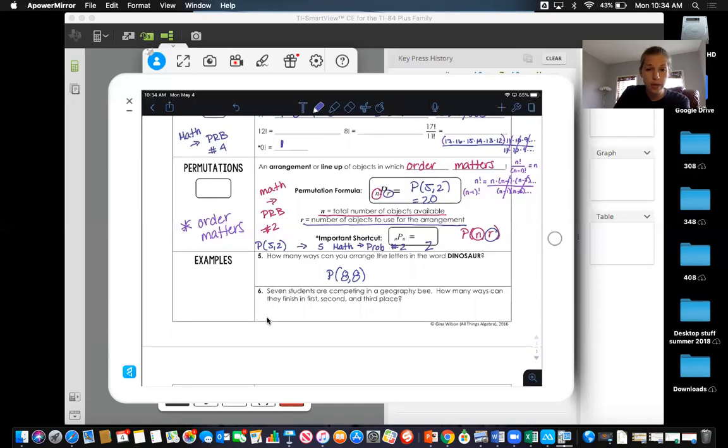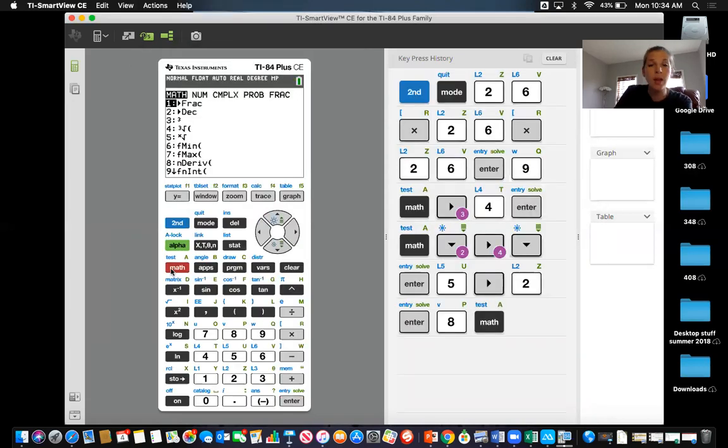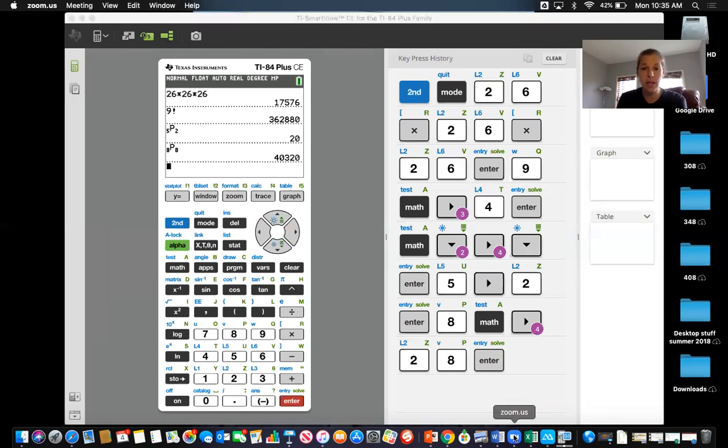If we go in there, again, some of you are going to have to hit 8 and then math, and then scroll over to your probability, and then choose your nPr. Notice mine kind of filled in the blank there for us already. And then we're going to fill in that other blank, which is 8. So there are 40,320 different arrangements of the letters in dinosaur.